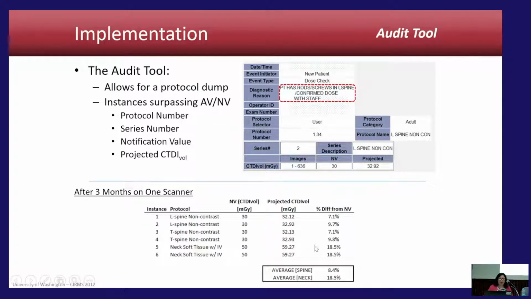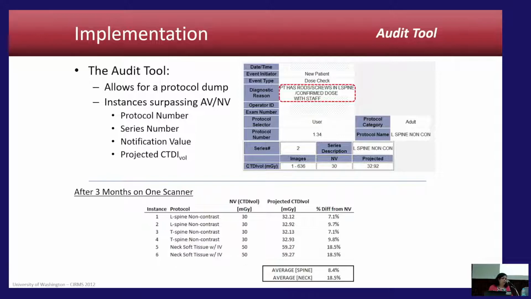And then what we do is, this is after 3 months on one scanner, and it shows you what our NV was, what the actual scan was, and how many cases we were actually higher, 8 or 9% or 10%. Then we look at it, and if we see that, oh my God, for this particular protocol we are alerting 20%, that's really high, we might tweak our alert value to be a little higher. In this case, we put 30, but we keep getting 32. So next time, I went and changed that 30 to 35 or something like that. So you adjust a little bit based on that, but we do have to audit.